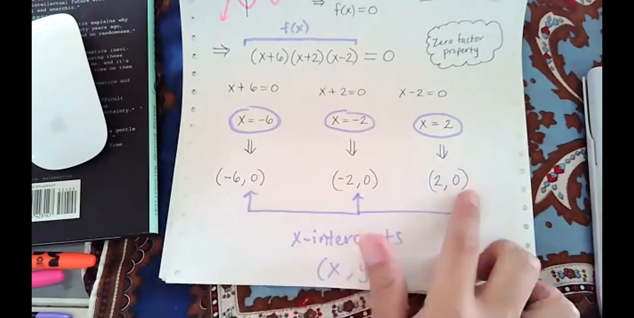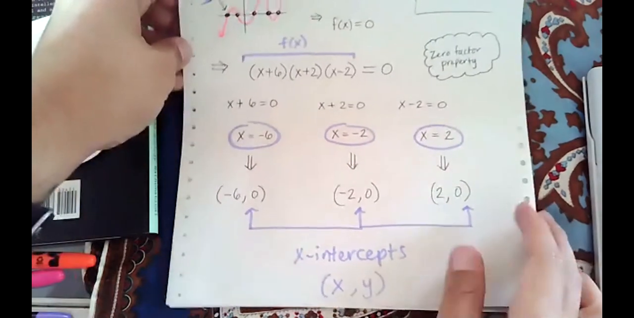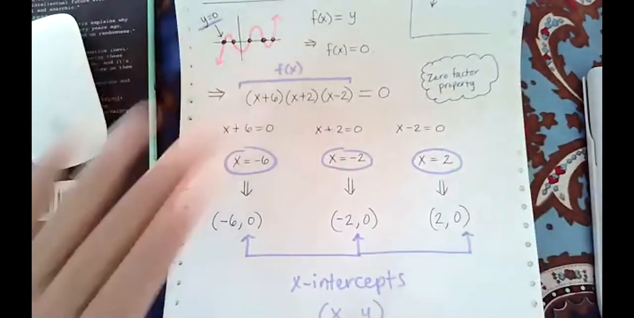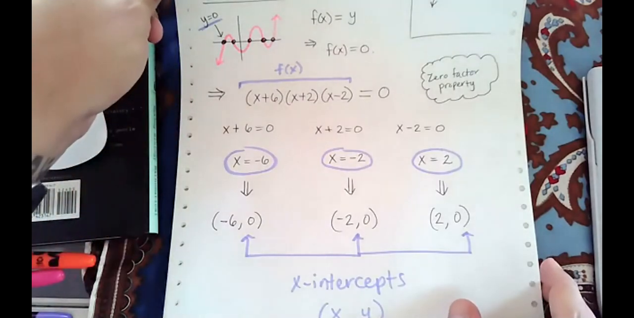So that's three points down. We can start to graph this function, but let's hold our horses before we start sketching. Let's find the y-intercept, okay? So does anybody have any questions up to this point for finding the x-intercepts? Okay.